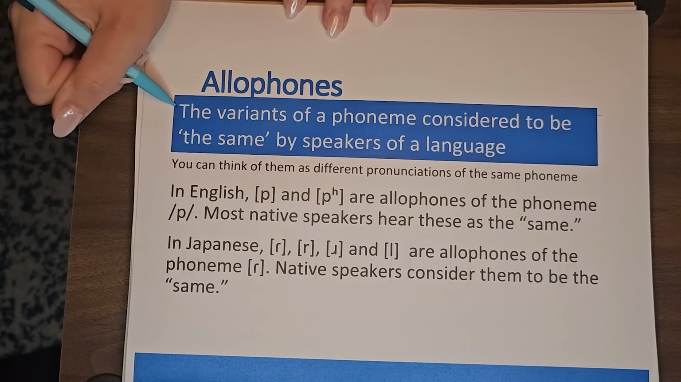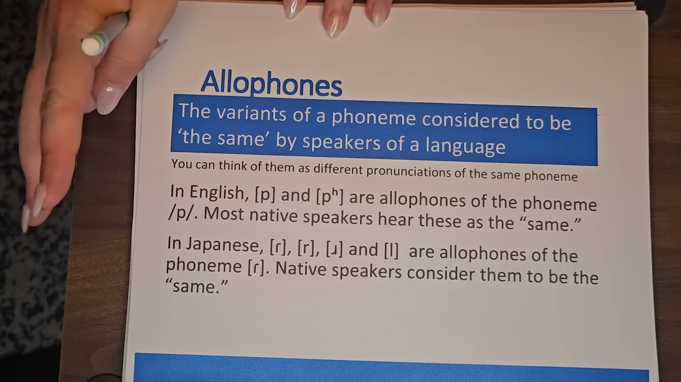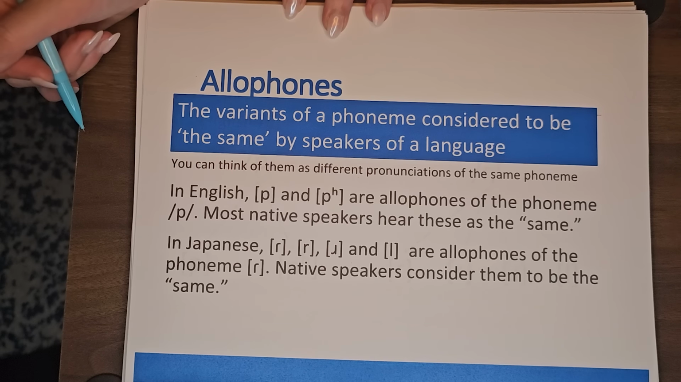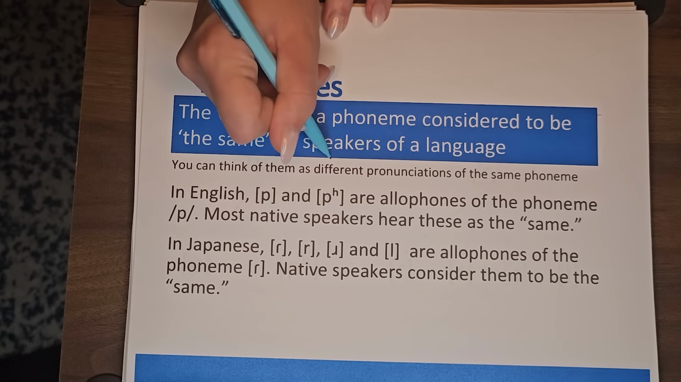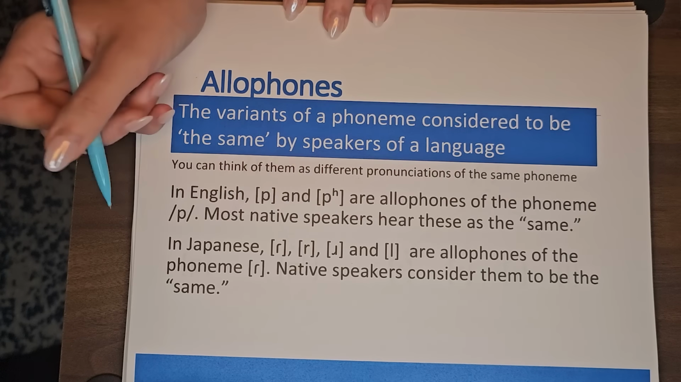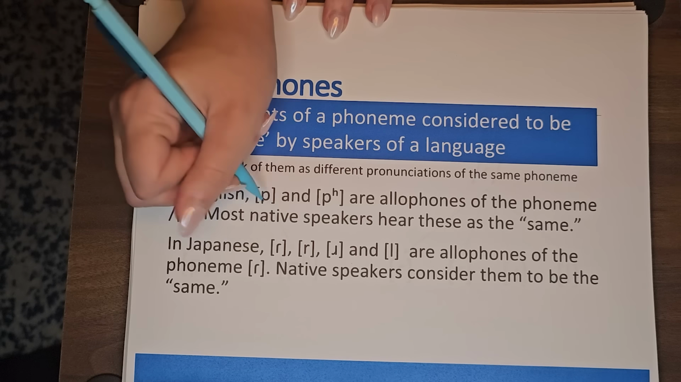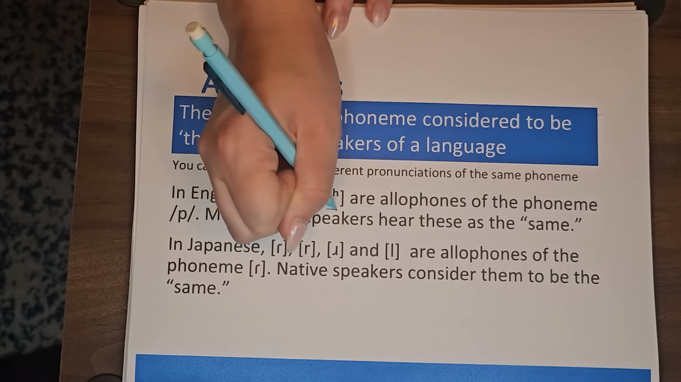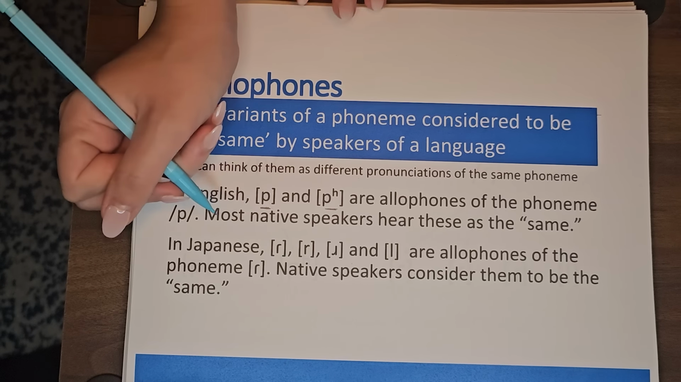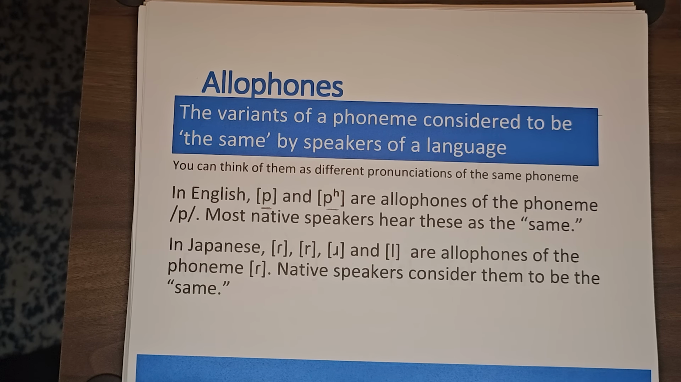Allophones are the variants of a phoneme that are considered to be, quote-unquote, the same by speakers of a language. You can think of them as different pronunciations of the same phoneme. So for example, in English, aspirated and unaspirated stops are part of the same phoneme. Most native speakers essentially hear them as the same. So if you say "pot" and "spot" again, you might be able to hear that the two different p sounds are a little bit different, but you still consider them to be categories of the same sound.